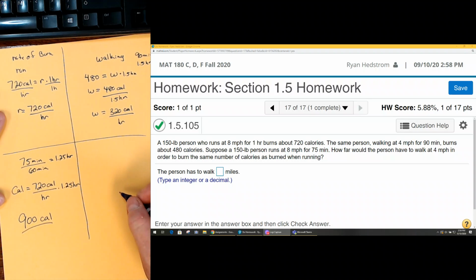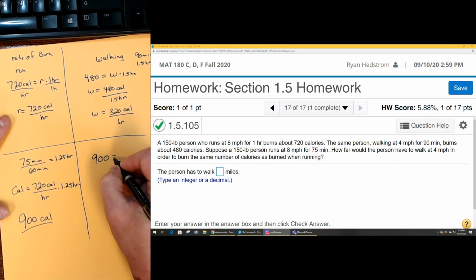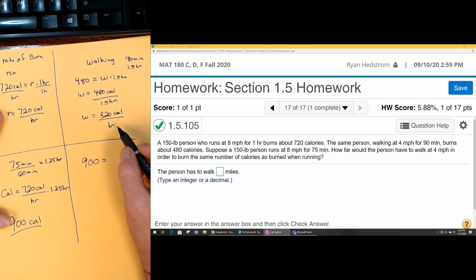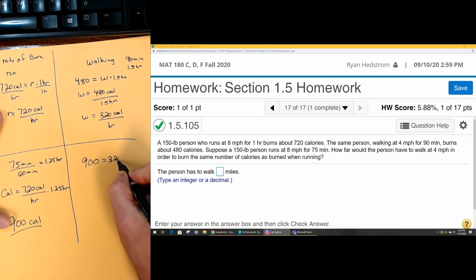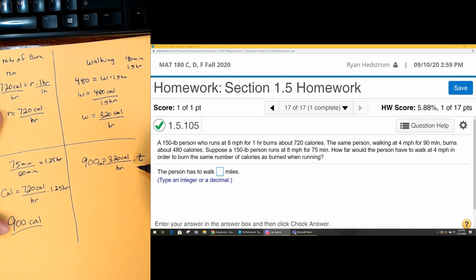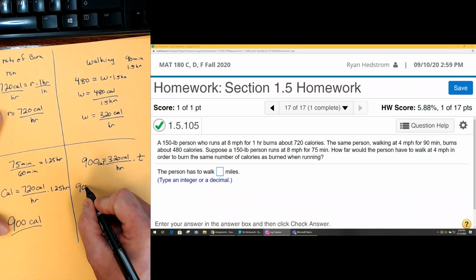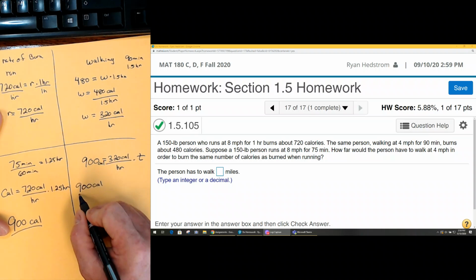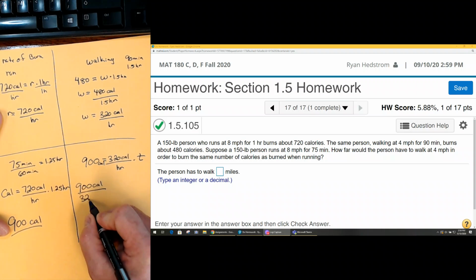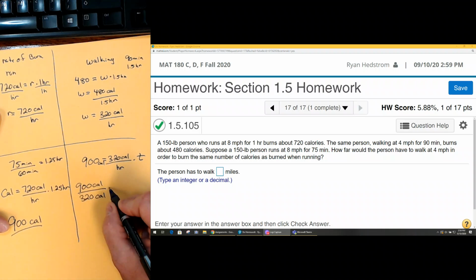So now we have to figure out how far that person would have to walk to burn off the same 900 calories. So I'm going to set up 900 calories is equal to the burn rate that I have for walking, which is 320 calories per hour, times the time. I've got to figure out how much time that takes, so now I want to solve for time. So I'm going to do 900 calories, and I'm going to divide that by 320 calories per hour. And that's going to give me my answer in hours.